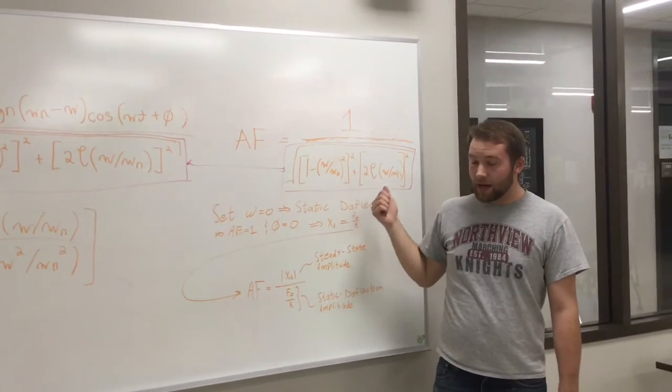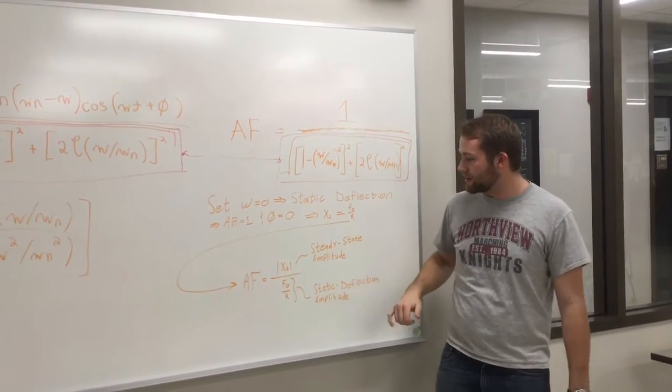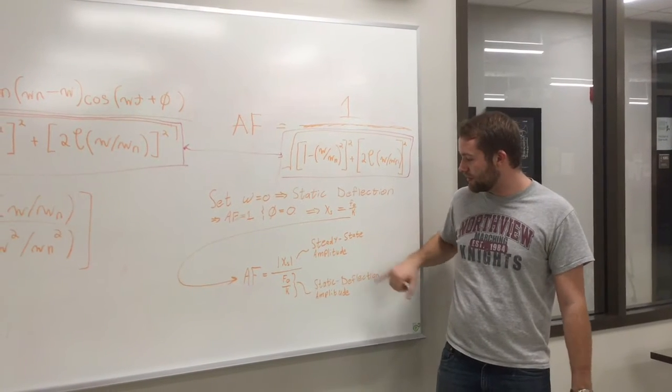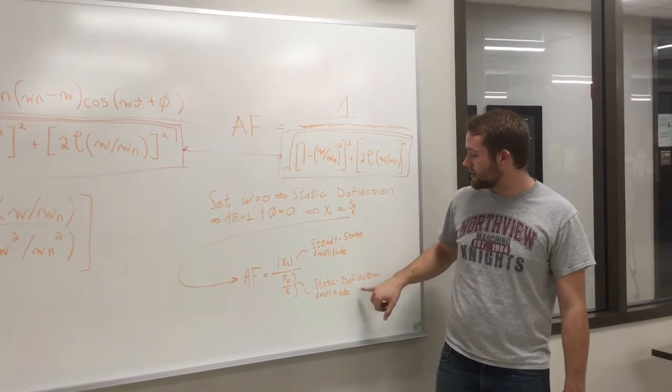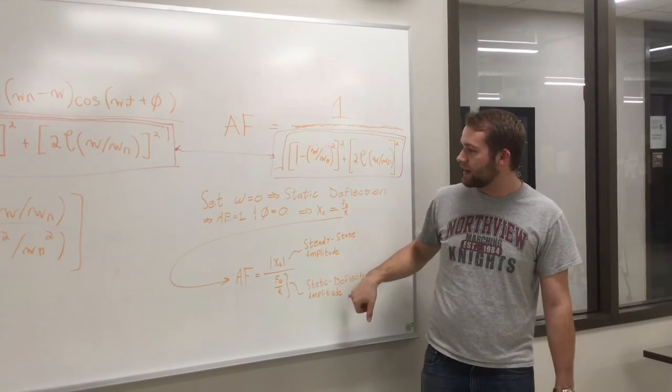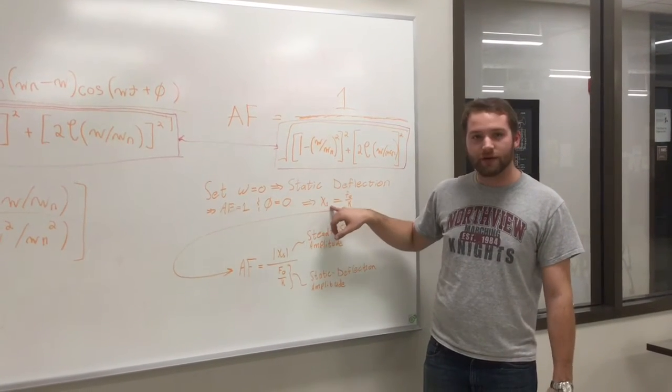And the amplification factor can be thought of as a ratio of the steady state's amplitude to the static deflection amplitude. The static deflection amplitude is achieved by setting omega equal to 0 and then solving for the steady state solution.